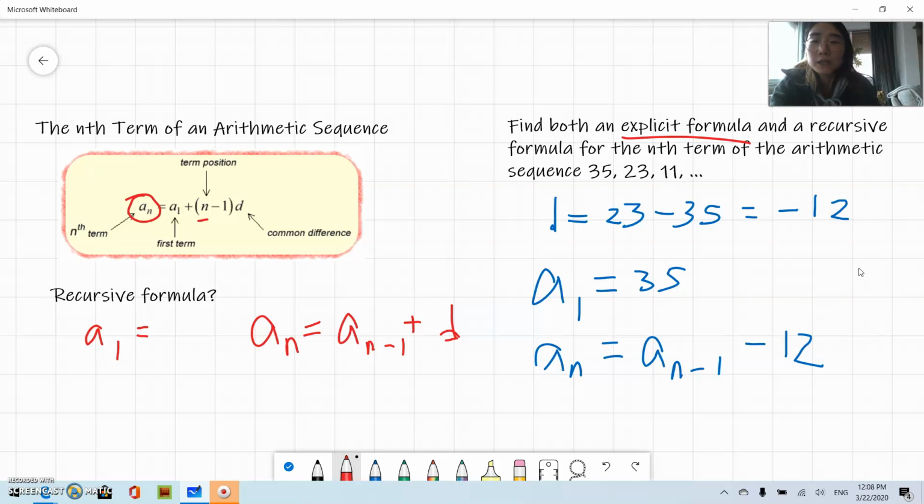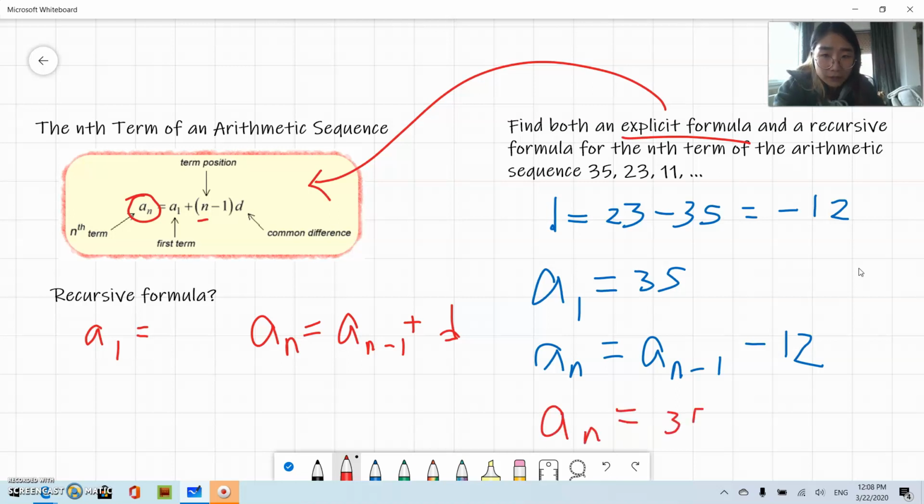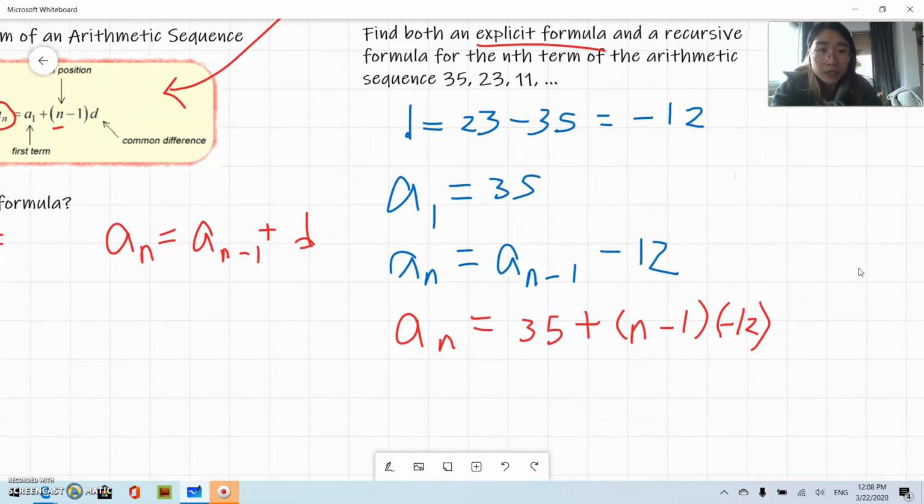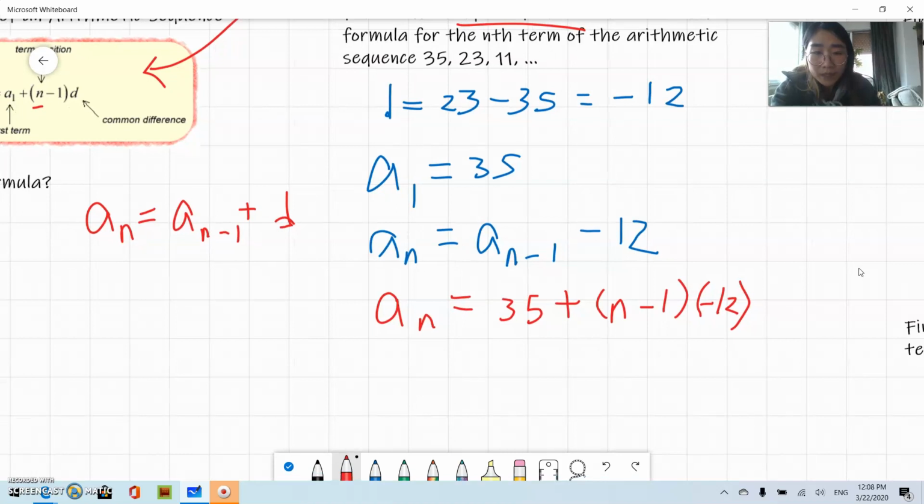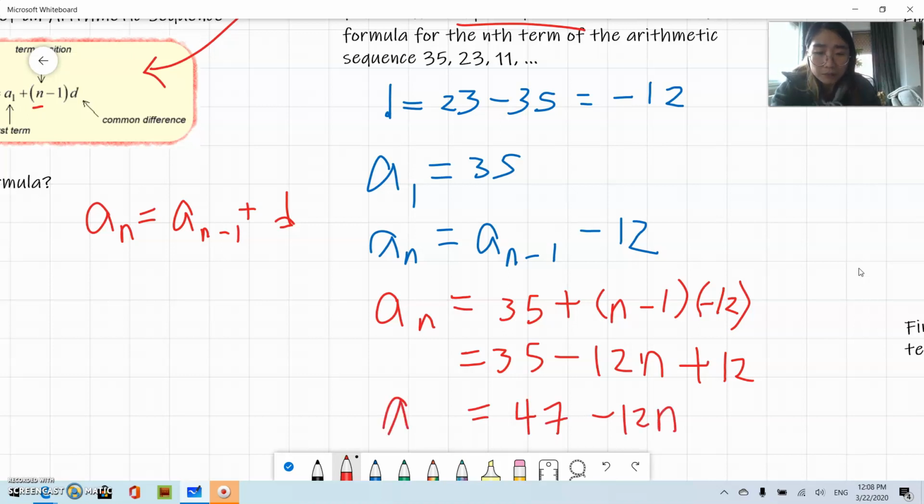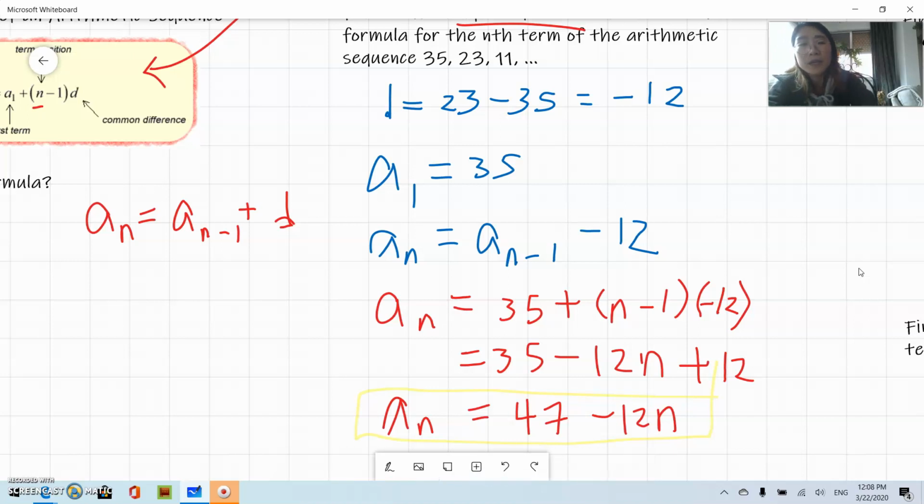What about the explicit formula? Well, we have to plug it into this formula right here. So an is 35 plus n minus 1 times negative 12. Well, this is not very simplified, is it? So let's simplify a little bit more. 35 plus negative 12n plus 12. So it's 47 minus 12n. Now we have an explicit formula. Okay, so make sure you simplify all the way so you have just an expression of n. Okay. All right, next.